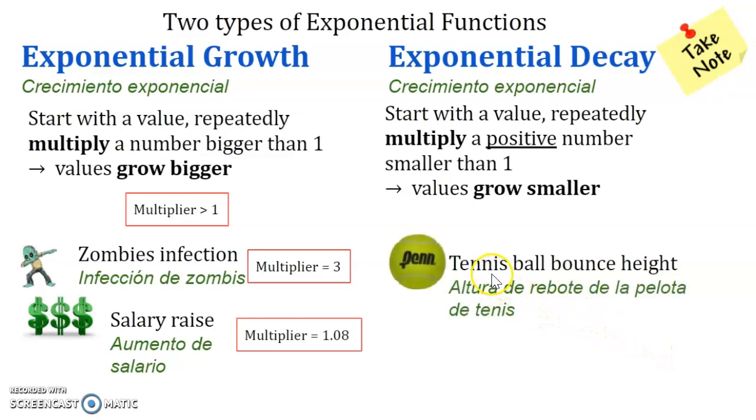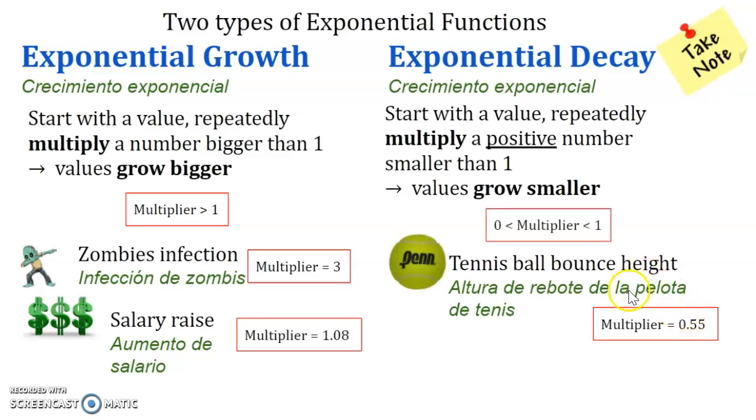What about exponential decay? The example was the tennis ball bounce height. In this case, the multiplier was 0.55, because we were going for the bounce ratio to be between 53 to 58%, or most of us came up with 0.55. So in this case, the multiplier is smaller than 1, but it still needs to be positive, so it has to be greater than 0.